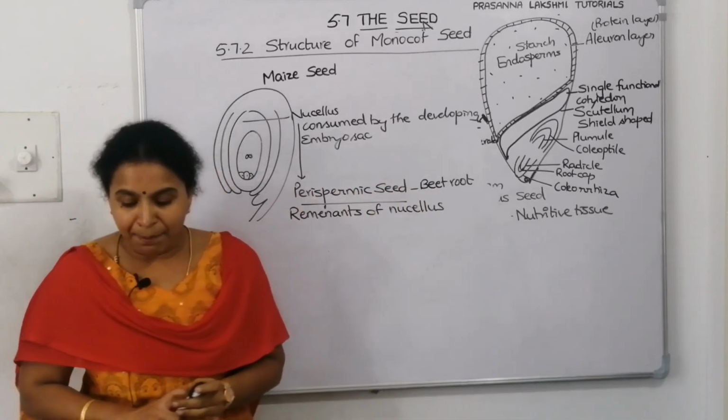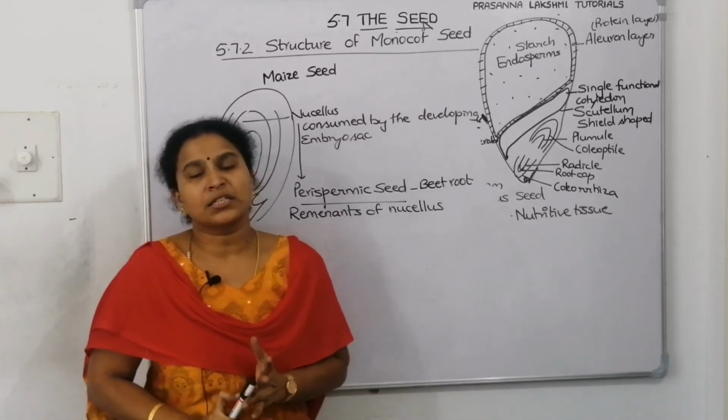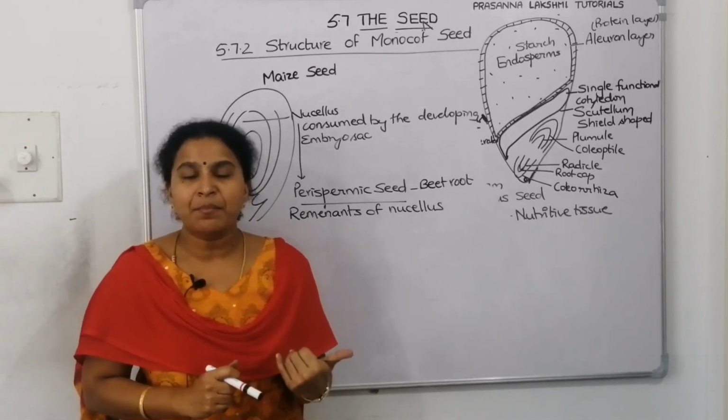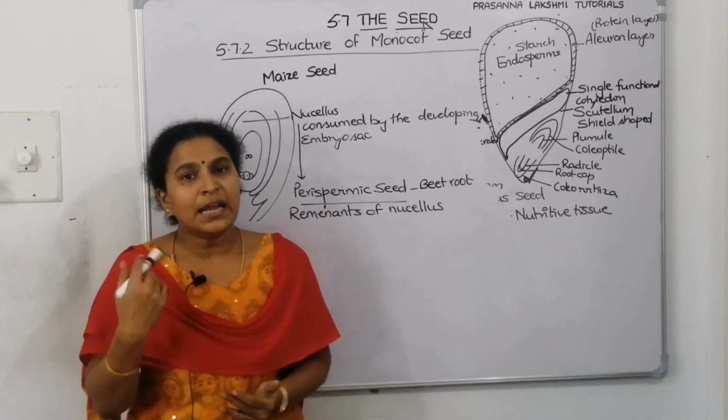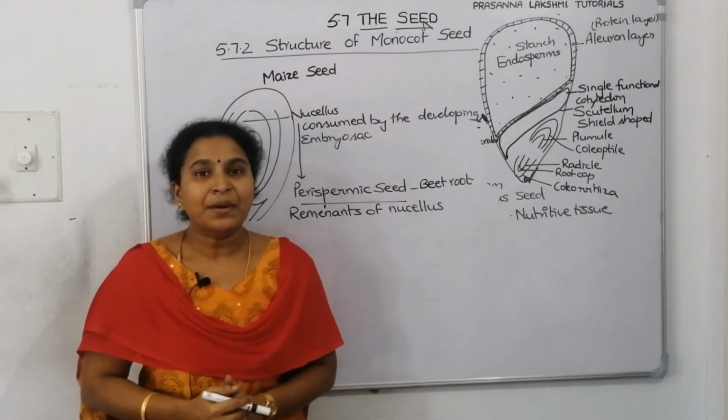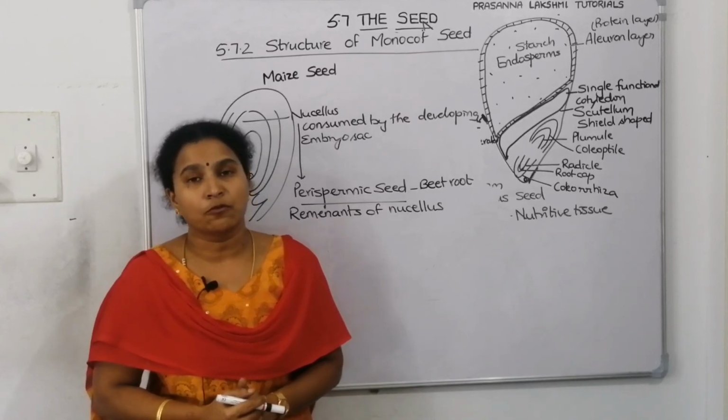Okay. So we completed monocot seed and dicot seed. We have seen the structure of monocot seed embryo and the dicot seed embryo also. In the next class, we will discuss the families and the semi-technical description of the floral families.